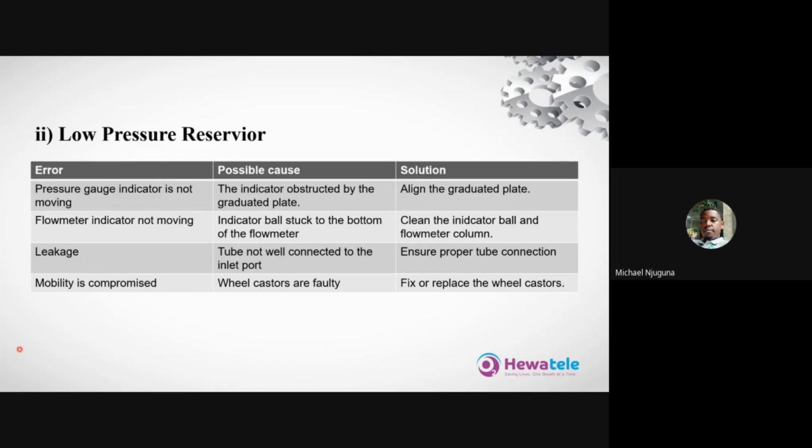Mobility is compromised. Possible cause: the wheel casters are faulty, or there are foreign things that have gotten into the wheel casters. Either remove those things, especially in the hospital. Sometimes you find hair gets into the wheel turning points, and you need to remove some of those things. If that is not possible, replacing the wheel caster is also another way of sorting that out.